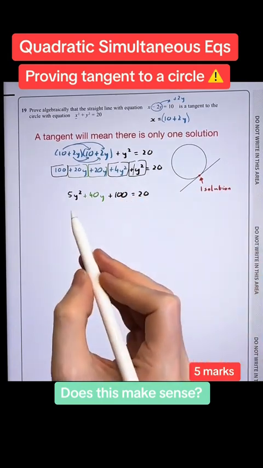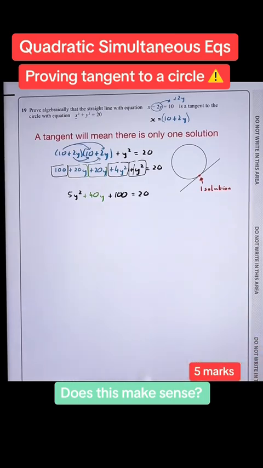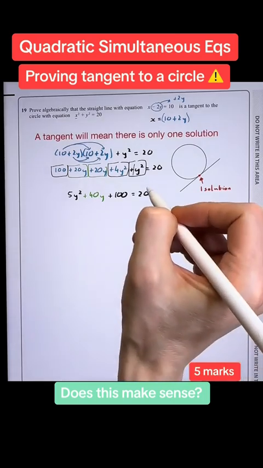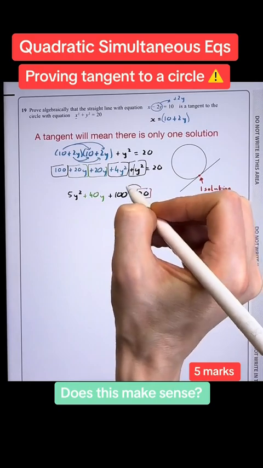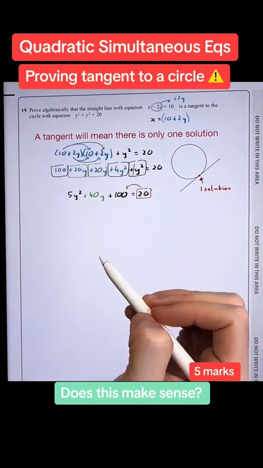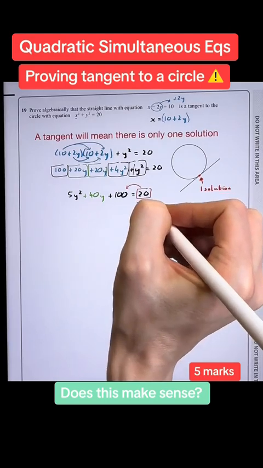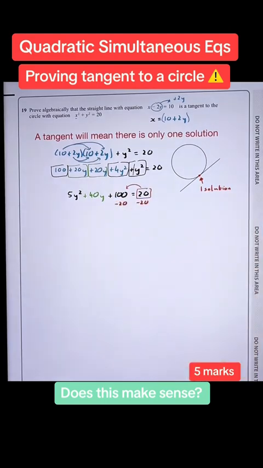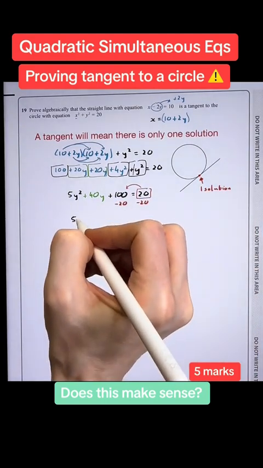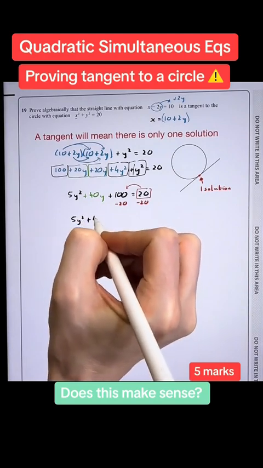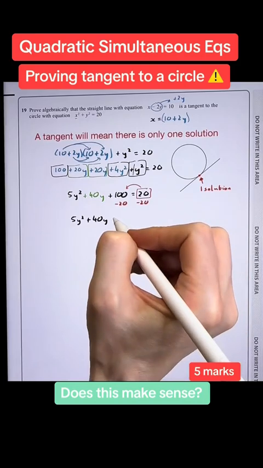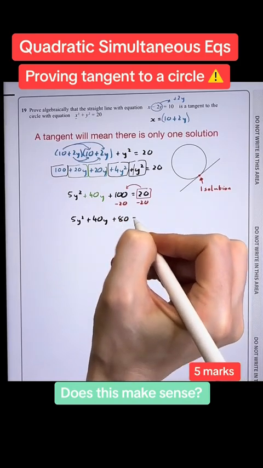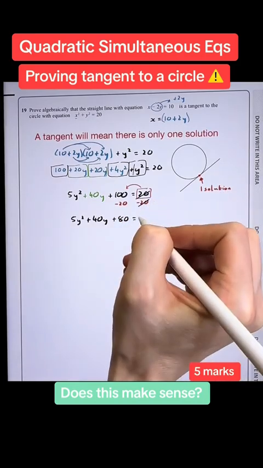As I can see, I'm getting a quadratic in terms of y. I always want my quadratic to equal 0. Therefore, I'm going to move the 20 from the right-hand side across to the left. If you move a term across an equal sign, it changes sign. So the opposite, add 20, therefore subtract 20 from both sides. On the left-hand side, I've still got 5y squared. I've still got the plus 40y. I know 100 take away 20 gives us 80. And on the right-hand side, 20 subtract 20 will cancel to give us 0.